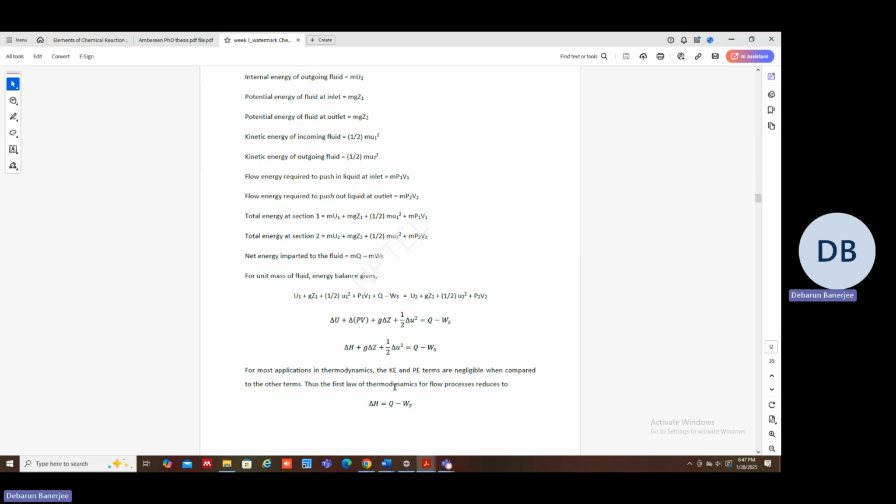In this way, for a flow process, the first law comes like this: delta H plus g delta Z plus half delta u square equals Q minus Ws. So delta H equals Q minus Ws.